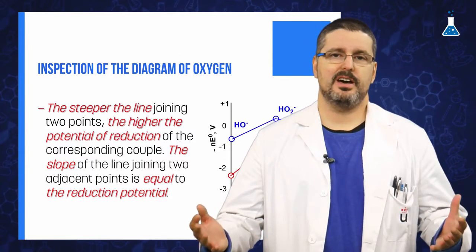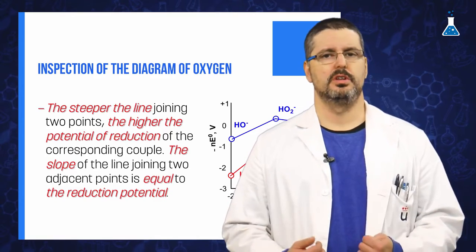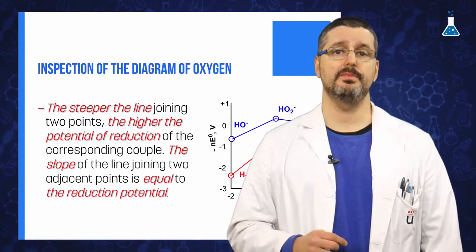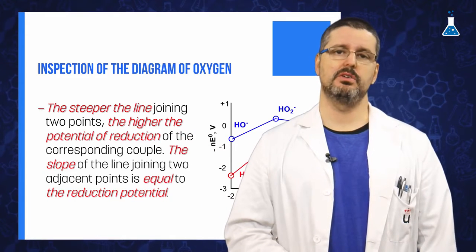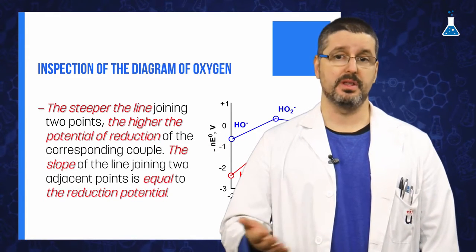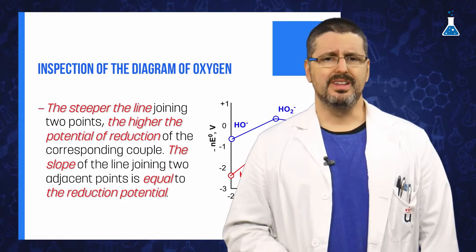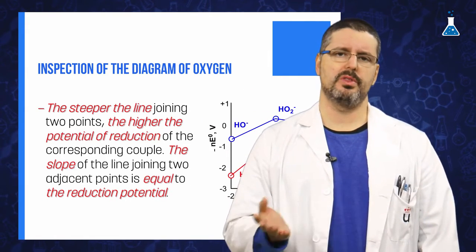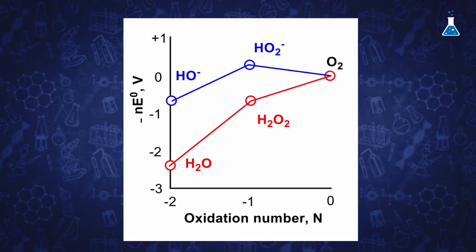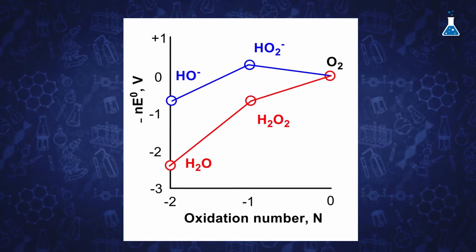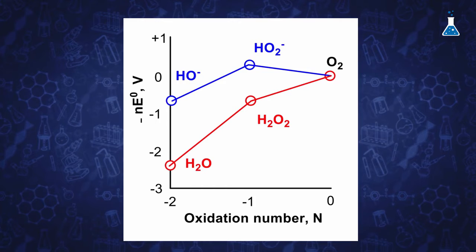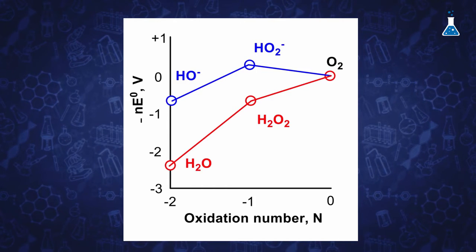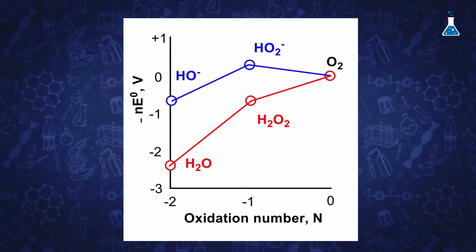If we examine the diagram of oxygen, we can deduce the following aspects. The steeper the line joining 2 points in the diagram, the higher the potential of reduction of the corresponding couple. That prediction is based on the fact that the slope of the line joining 2 adjacent points is equal to the reduction potential. We can see this in the oxygen diagram, where the line connecting hydrogen peroxide and water is steeper than the line connecting oxygen and hydrogen peroxide, according to the reduction potential.